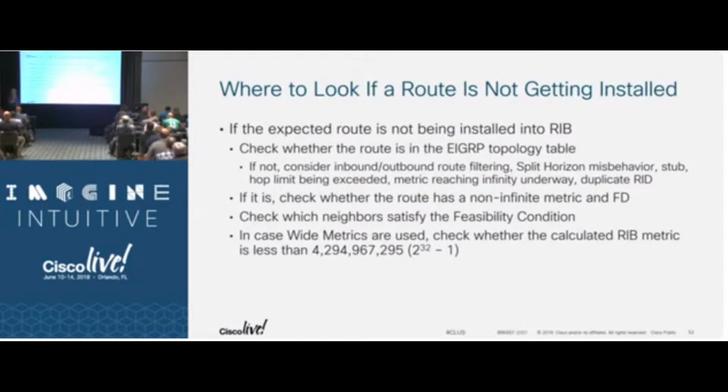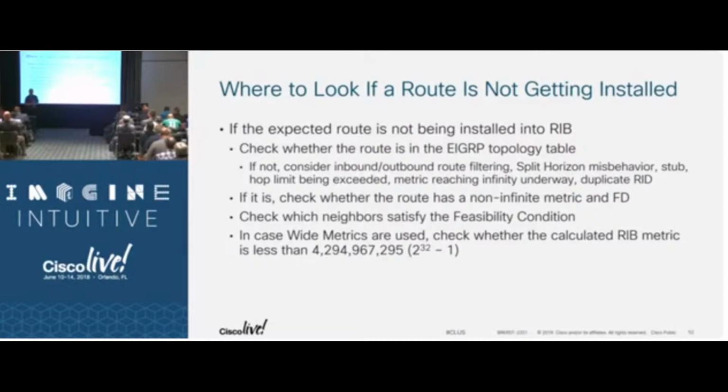If not, consider all the things that can impact the advertisement of this route. You can have an inbound distribute list, check that one. Or the neighbor may have an outbound distribute list, so check it as well. There might be split horizon playing tricks on you. You know that in DMVPN phase 2 deployments, you need to deactivate split horizon on the tunnel interfaces. That might be the issue.